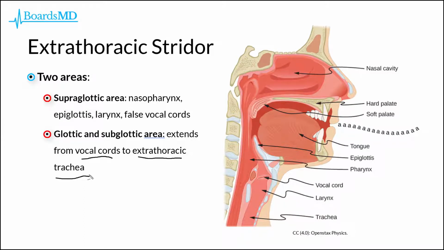And overall, combining these areas together, extrathoracic stridor essentially involves all the structures which are large airways extending all the way from the nasopharynx down past the vocal cords, including the false and true vocal cords, and all the way down to the larynx and the upper portion of the trachea, specifically the first 2 or 3 centimeters before we get into the thoracic cavity.